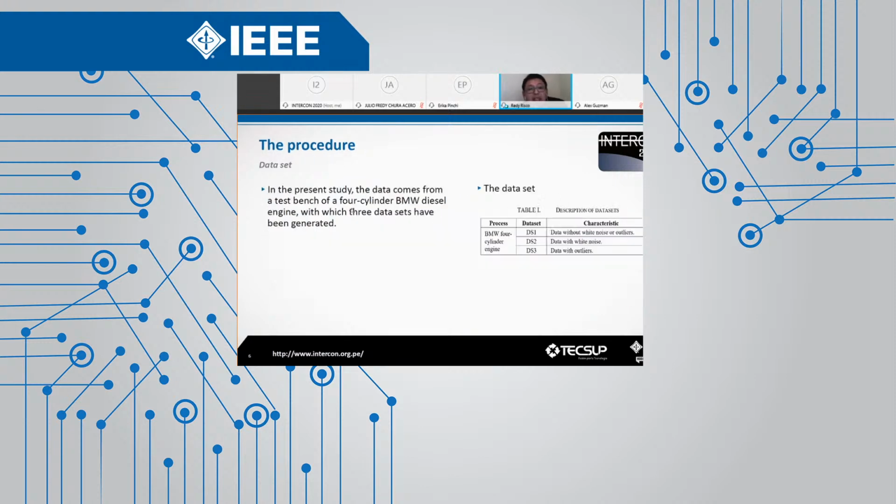The dataset presented comes from the test bench of a 4-cylinder BMW diesel engine, in which 3 datasets had been generated. Dataset 1 is data without white noise or outliers. Dataset 2 is data with noise. Dataset 3 is data with outliers.